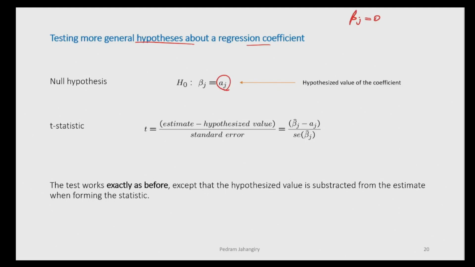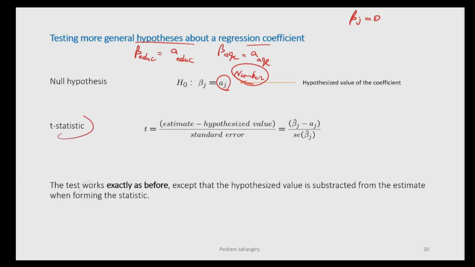I call it aj. So for instance, beta education is equal to a constant for education, beta age is equal to a constant. Okay, it really doesn't matter. You call it aj, ai, whatever. It's a number. This is a number. And you want to test that. How do we test that?